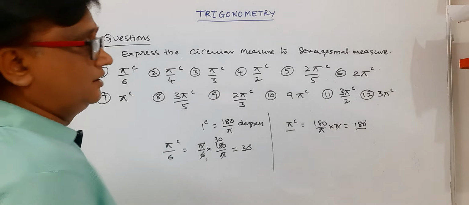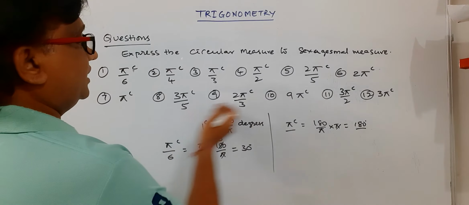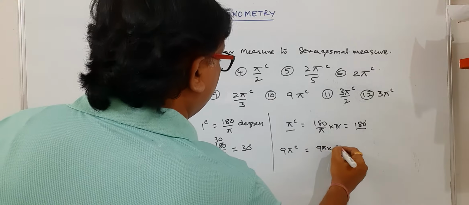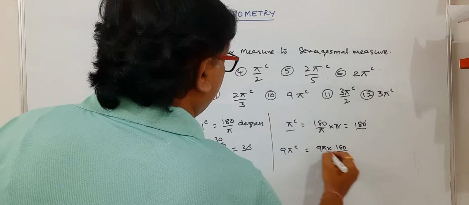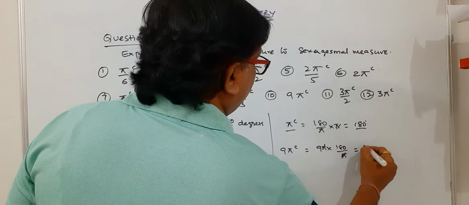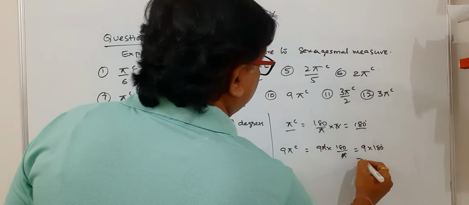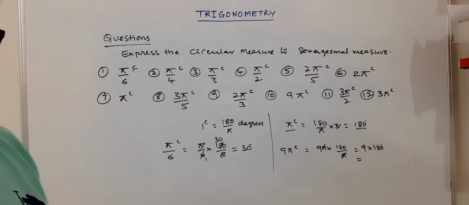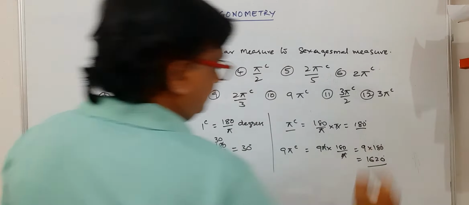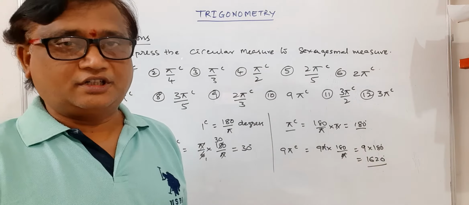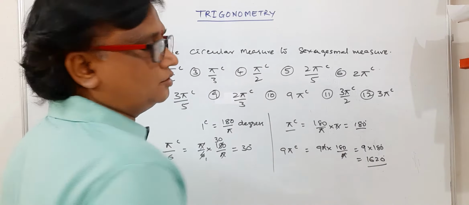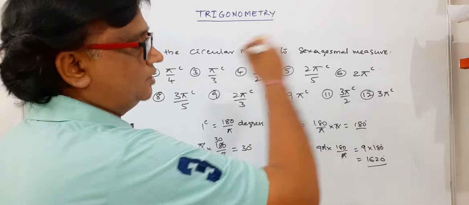Suppose we take any other question, 9 pi radians. That means 9 pi into 180 by pi. Pi cancels, so 9 into 180 degrees, that is 1620 degrees. 1620 degrees means rotation only. So how many 360s are there? You count it, that much is the complete angles.